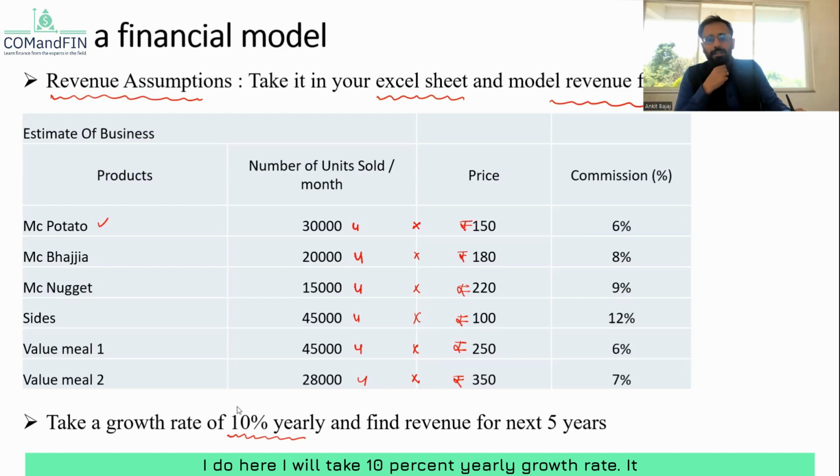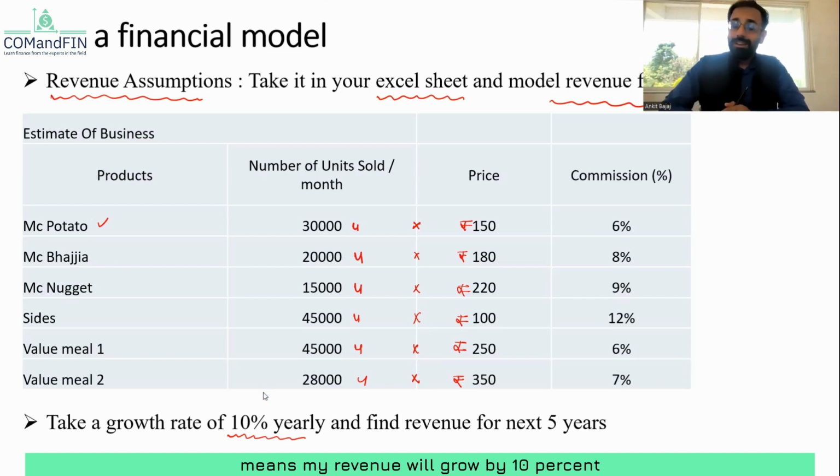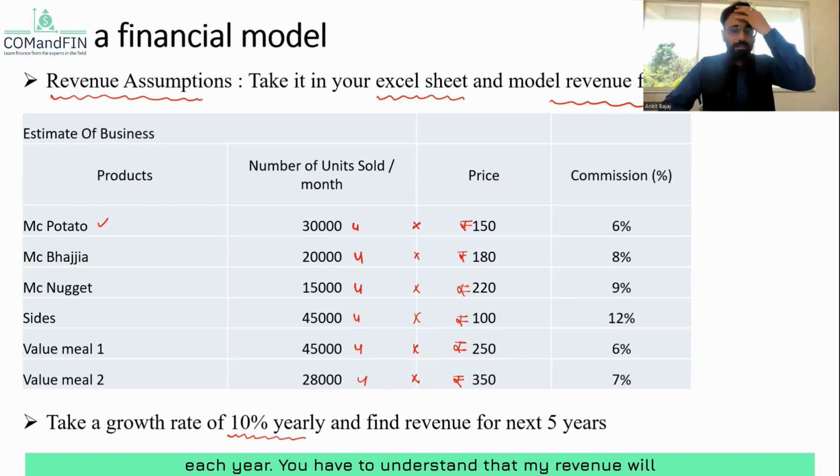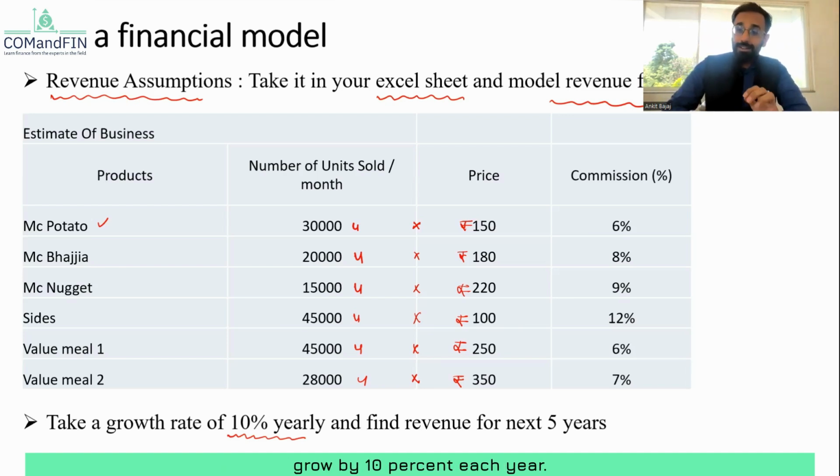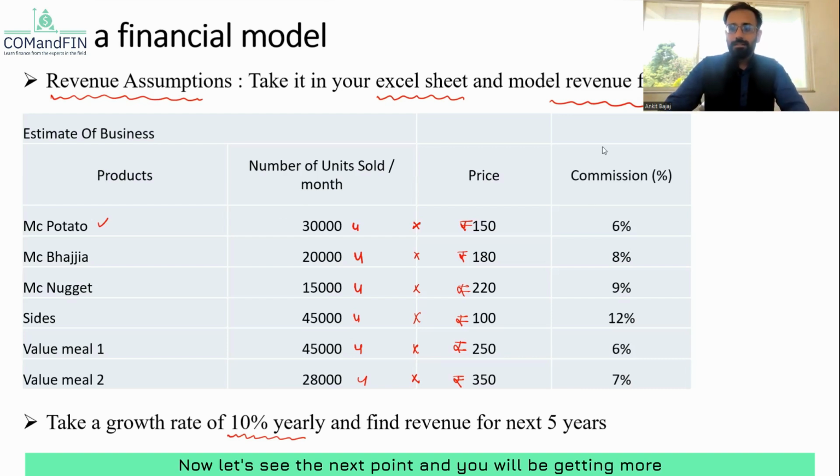So I will take a 10% yearly growth rate. It means my revenue will grow by 10% each year. You have to understand that my revenue will grow by 10% each year. Now let's see the next point, and you will get more idea about it. Here, what does the next point say?